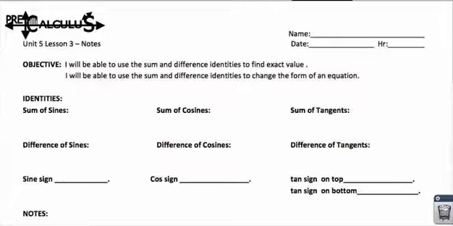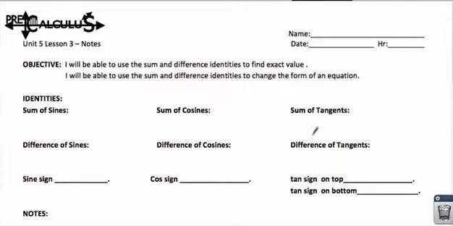Okay, welcome to the sum and difference identities. We have a couple of objectives here. You'll be able to use the sum and difference identities to find exact values, and then you'll be able to use them to change the form of an equation. So we're going to use that for verifying and some proofs, as well as changing it back to an angle. You'll see what I mean in just a moment.